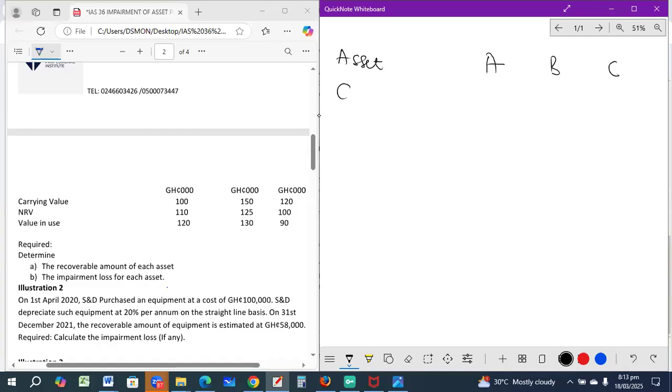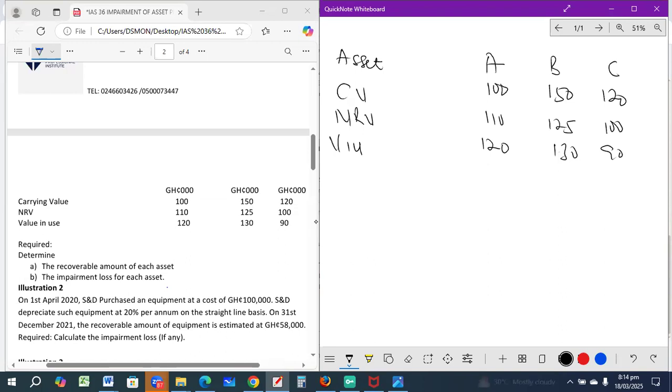Your CV, carrying value, can also be CA, carrying amount. It is the same thing. Here is 100, here 150, here 120. Then we have net realizable value, which means the fair value less cost to sell. That's the net realizable value: 110, 125, 100. Then we have the value in use: 120, 130, and then 90.